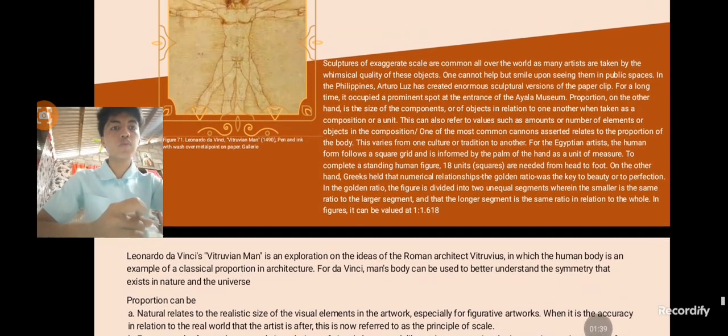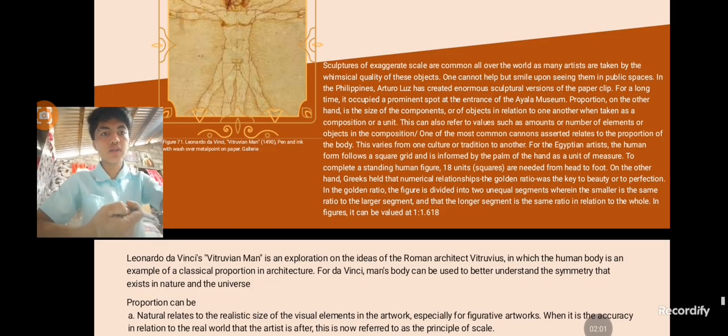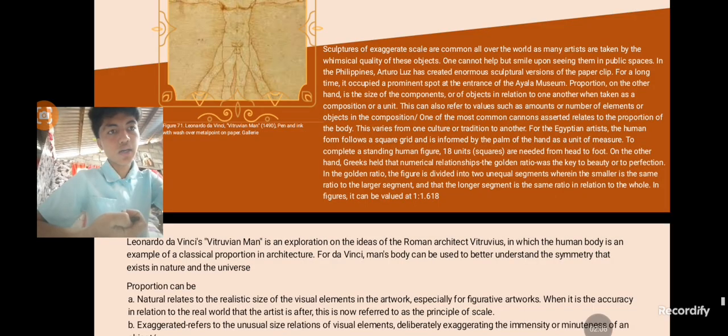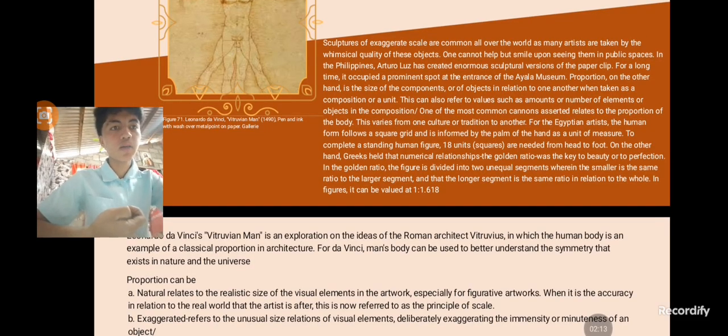One of the most common canons asserted relates to the proportion of the body. This varies from one culture or tradition to another. For the Egyptian artist, the human form follows a square grid and is informed by the palm of the hand as a unit of measure. To complete a standing human figure, 18 unit squares are needed from head to foot.